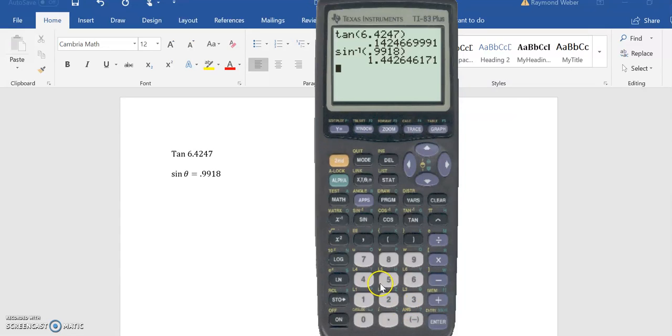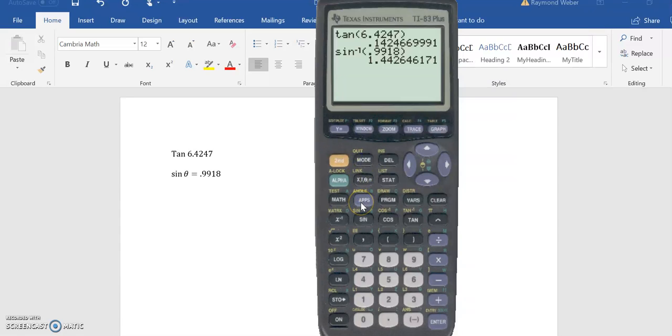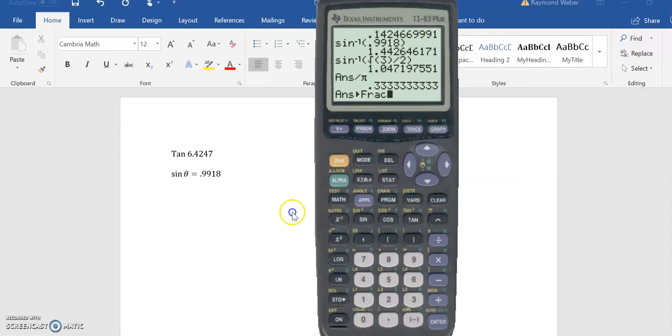Now a couple things here as you're doing this. First of all, on some of the exact ones, so like for instance, if I wanted to know what the inverse sine of the square root of 3 over 2 is, this is going to give me this, but I might not recognize that. Divide by pi, because you know there's a pi in there, and then use the fraction button. So this is pi over 3.